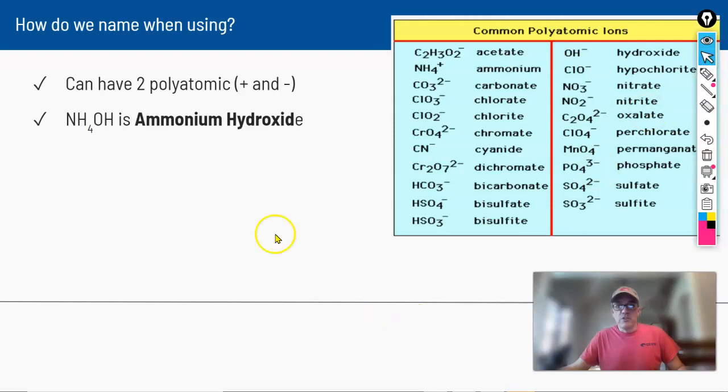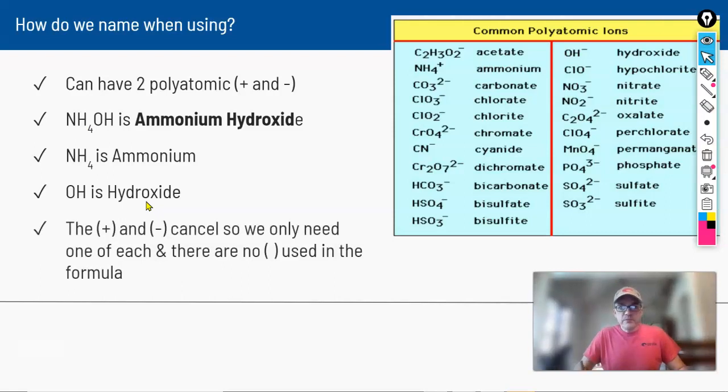And that's pretty much it. We're done. We don't have to do any other naming. So NH4 is ammonium, OH is hydroxide. And you'll notice, there's no other numbers in here because basically NH4 is a plus, OH is a minus. And so we don't use any parentheses to set them off like you'll see here shortly.